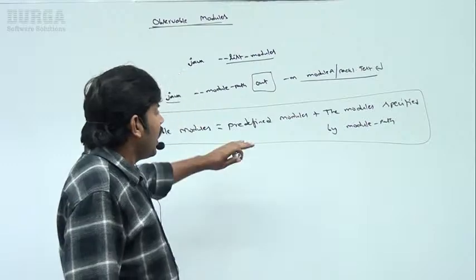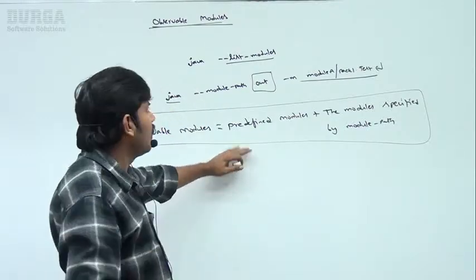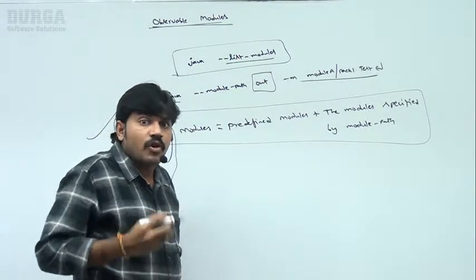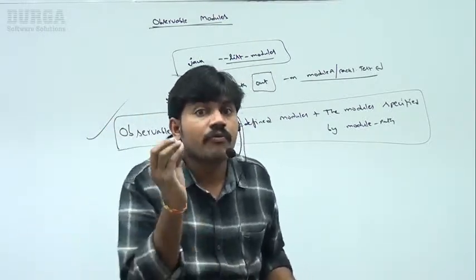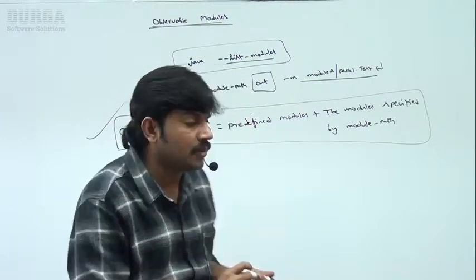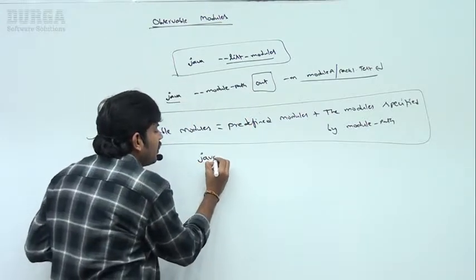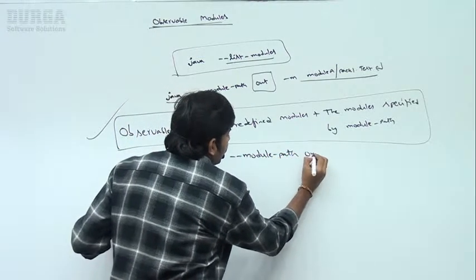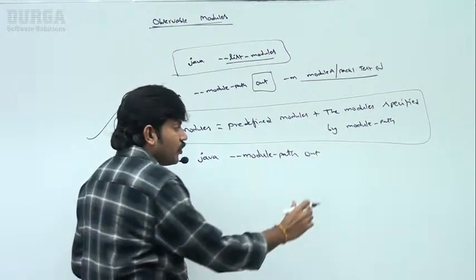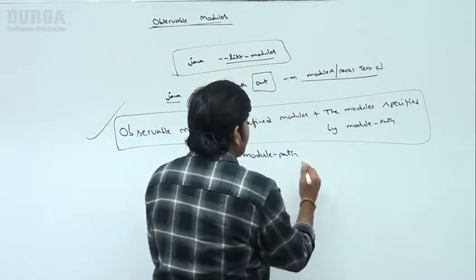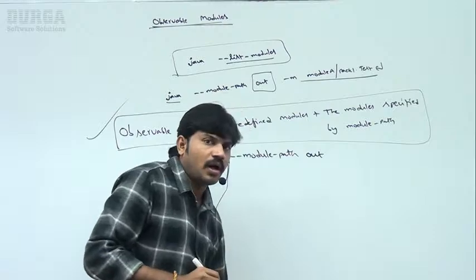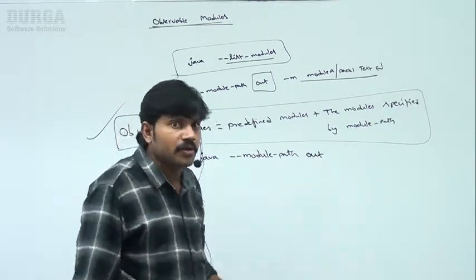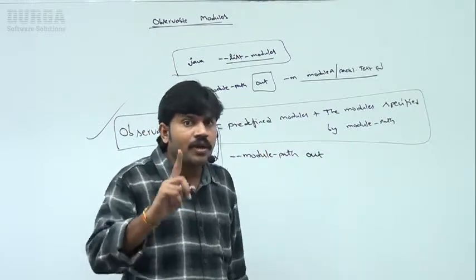Suppose I want to list out all observable modules. What is the command I have to use? java --list-modules, right? Now I want to add some more modules which are available in the out folder. Observe that: java --module-path out. I'm adding out to the module path. So the compiled modules present inside out are also observable modules, right?